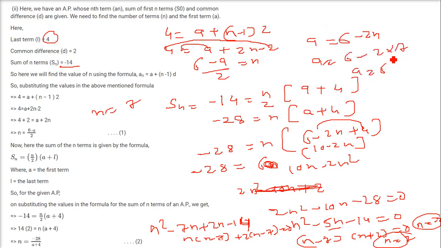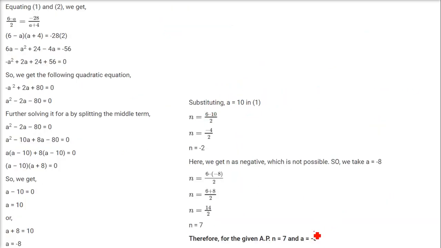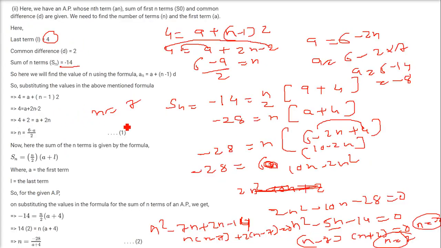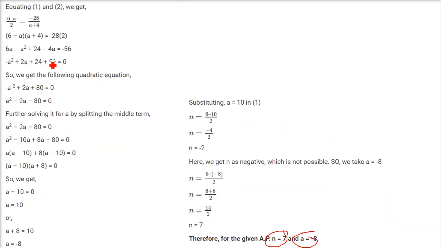So a will be equal to 6 minus 14. What do you get? Minus 8. So if you see, a is minus 8, n is 7. This is how you have to solve. But there is another way also which I told you, you can solve like this. So this is for your reference. If you want to solve it in another way, you can solve it like this.